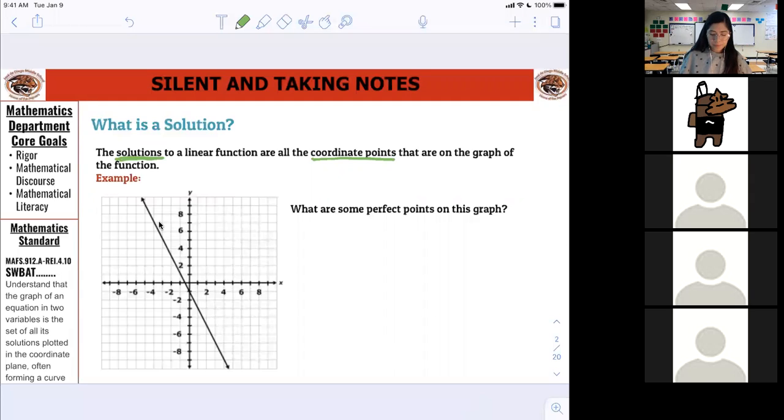Okay. So here's an example of a graph, right? And I want everyone to pick one point on this graph. I want to see how many total points we can all pick out together. So whenever you see a perfect point, shout it out. Let's list a few of them.